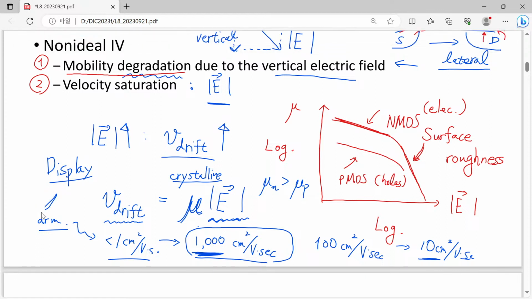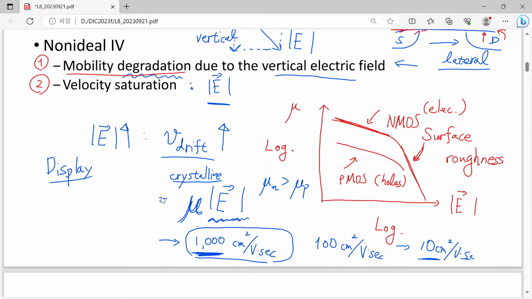Even for other compound semiconductors, some materials do not show much higher mobility than this one. So what we can see is silicon is a quite well balanced material, suitable for CMOS implementation.